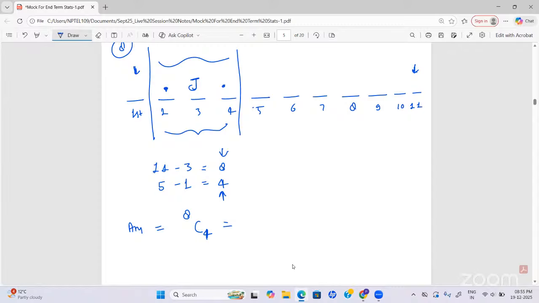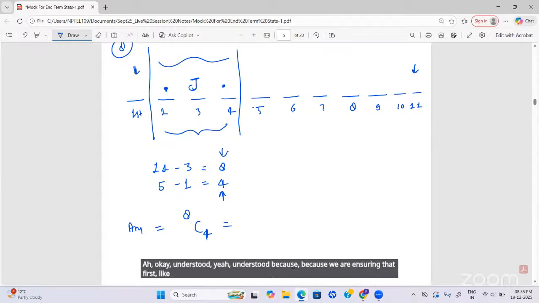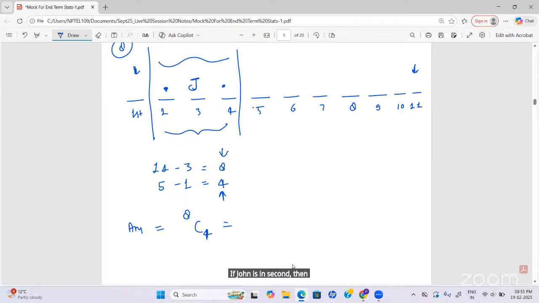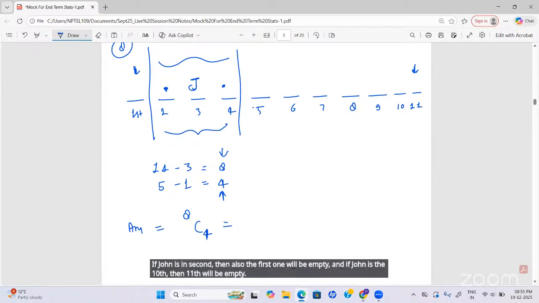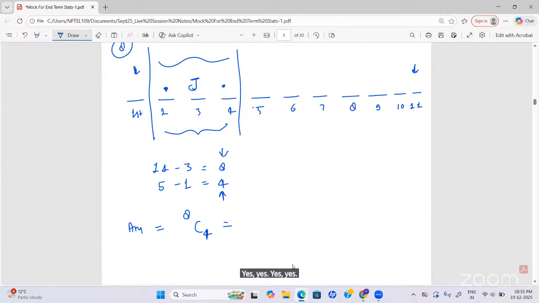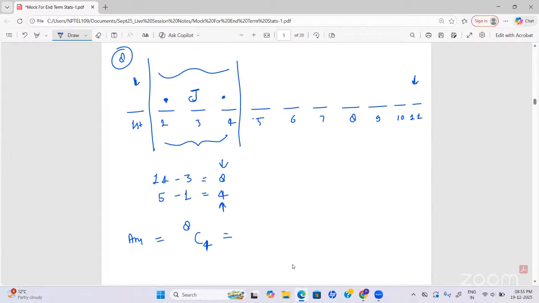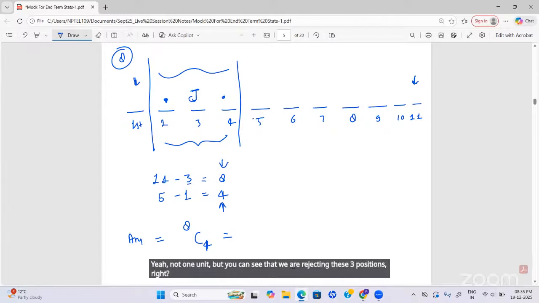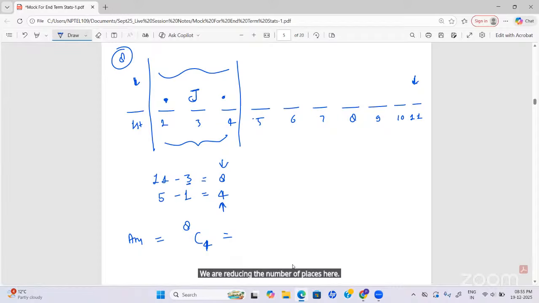Okay, understood. We are excluding these two because we are ensuring that if John is in second, then the first one will be empty, and if John is at 10th, then 11th will be empty. Yes, so we are considering John and the two empty places as one unit there. Not one unit, but you can see that we are rejecting these three positions, right? We are reducing the number of places here. Okay, ma'am. Thank you. So that's why from 11 minus 3 we have to take.